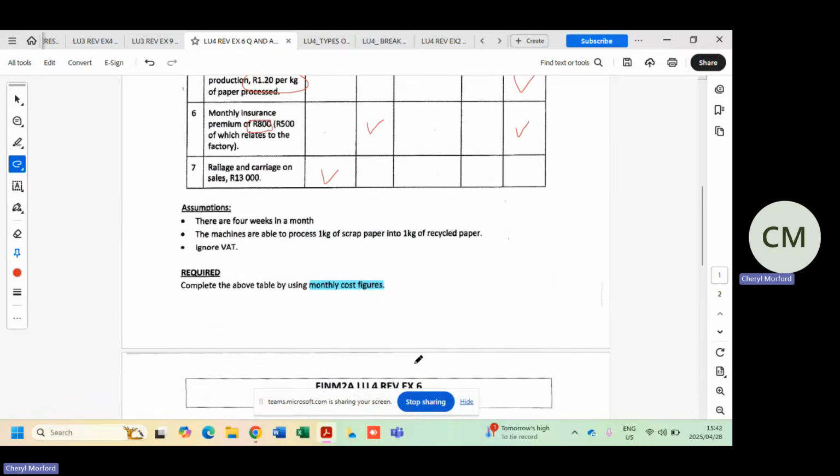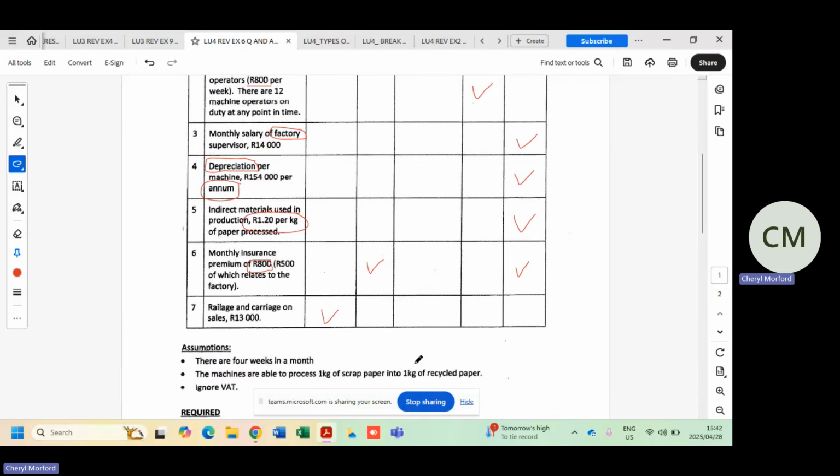Just want to point out a couple of things over here. With the railage and carriage, it was just a single amount. If, however, it's worded slightly differently and it says it's a certain amount of money per every 50 units delivered, then that calculation will be slightly different.